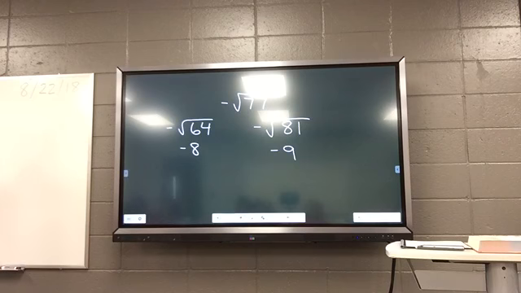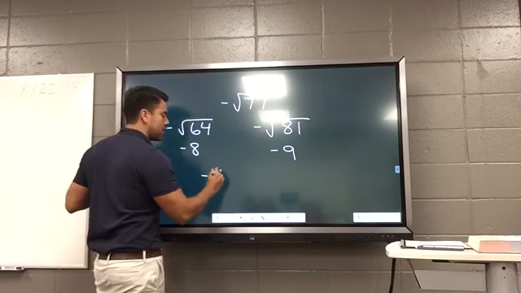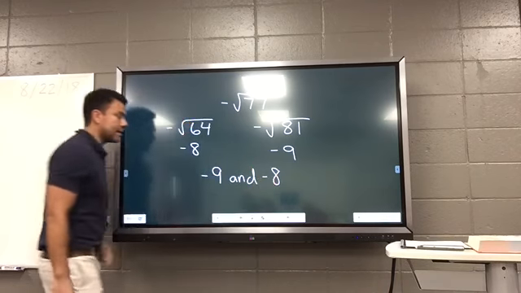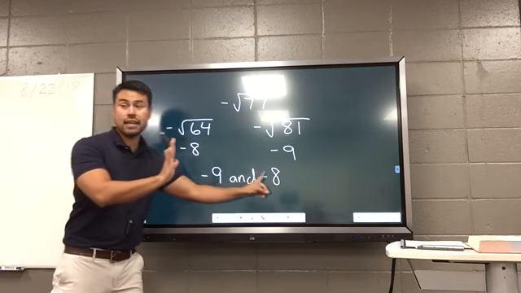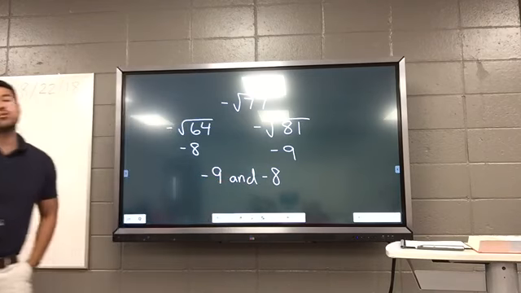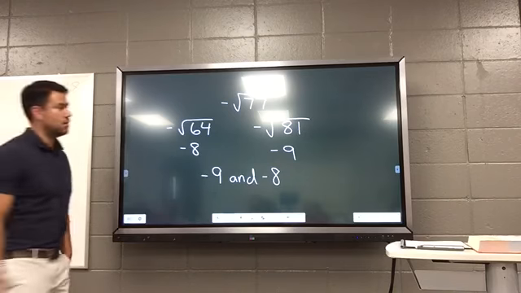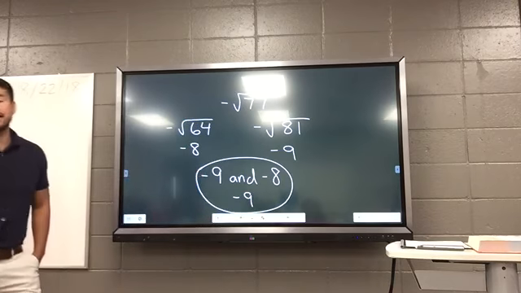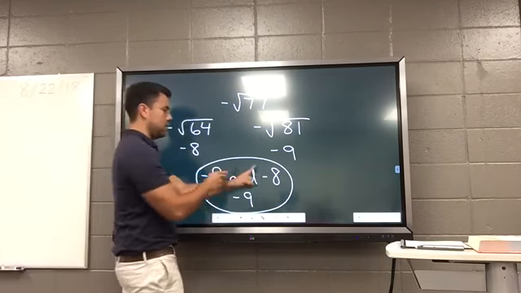I want you to write the numbers in order, from least to greatest. Would I say negative 8, negative 9? No. Why not? Because negative 9 is further to the left. You would have to write negative 9 and negative 8, because isn't negative 9 on the number line first, then negative 8? So this number has to fall between these two. Which one is it closest to? Negative 9. So these are your answers. Be careful with negatives. It's really just this little part right here that gets flipped.